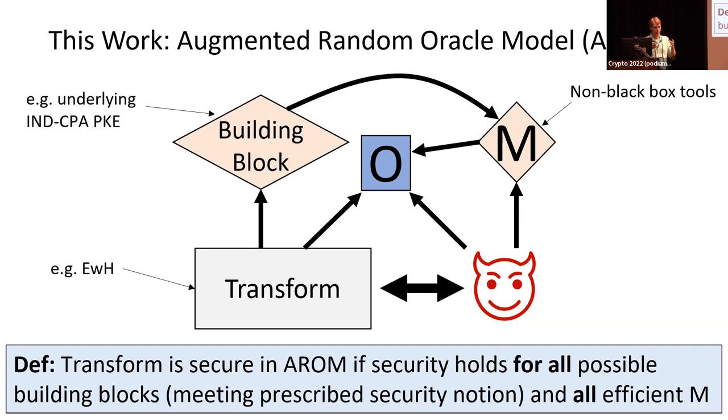And if your transform is secure in the augmented random oracle model, it is secure no matter what M you choose. So this M could, for example, be the Ashrov-Segev obfuscation oracle. It could be some oracle for functional encryption. It could be an oracle on the last slide that had all of those different things, all with arrows pointing to each other. Because we quantify over all of them, we just give one proof and immediately have resistance to unassociability results that rely on any of these tools.